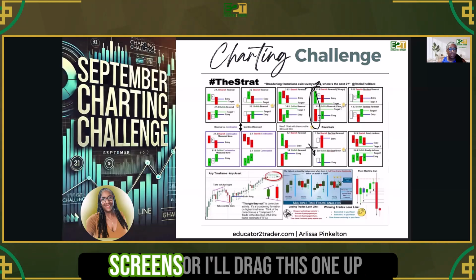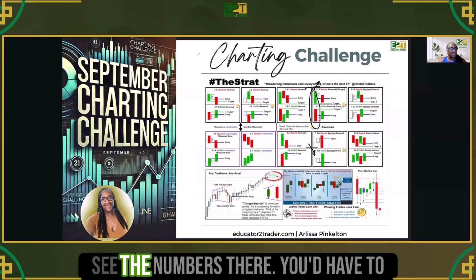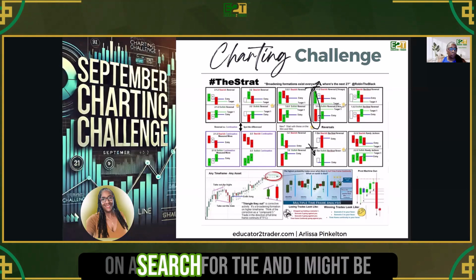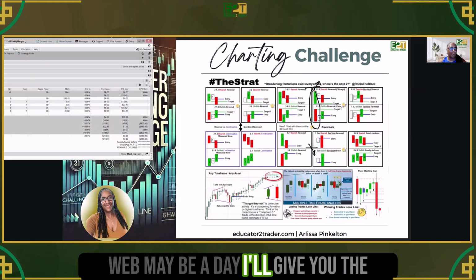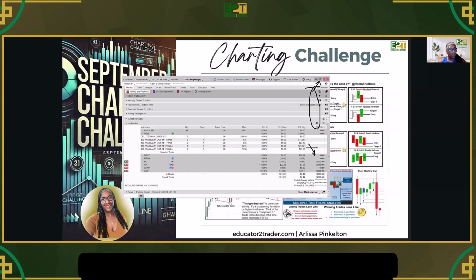Let me switch screens, or I'll drag this one up there so y'all can see it. And I can see the numbers there. You'd have to do a search, and I might be able to dig it out. And the web might be able to dig it out and give you the web page that gave me the instructions. Okay, there we go. I should be able to find it.